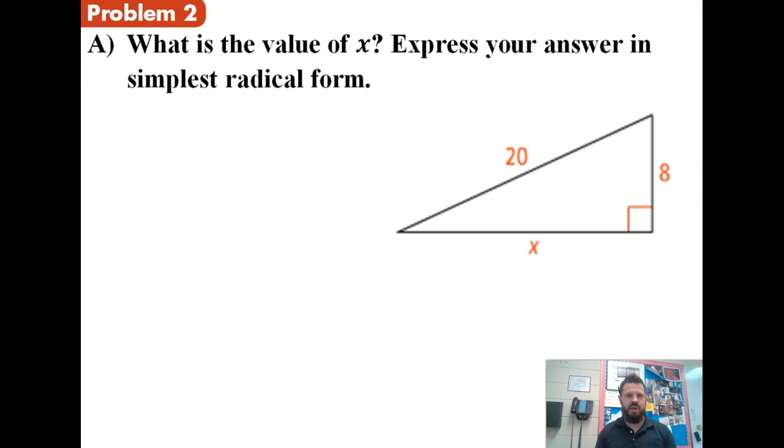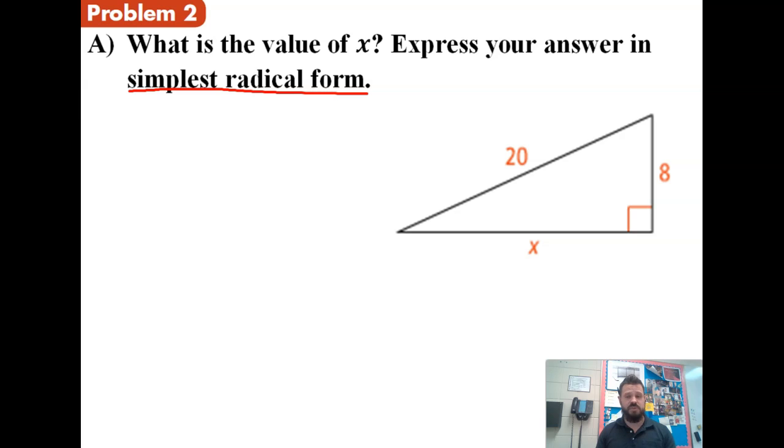All right, next up, problem 2. Still using Pythagorean Theorem to solve for parts of triangles. Okay, there'll be a few differences in this one. It says, what's the value of x? And express answer in simplest radical form. We'll explain what this means in just a minute. Let's get this problem going though.